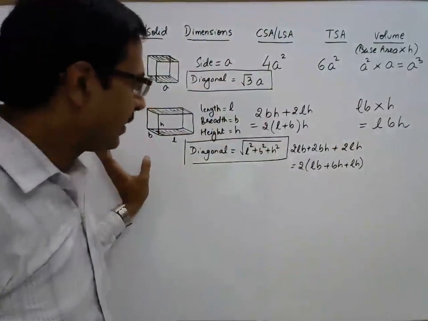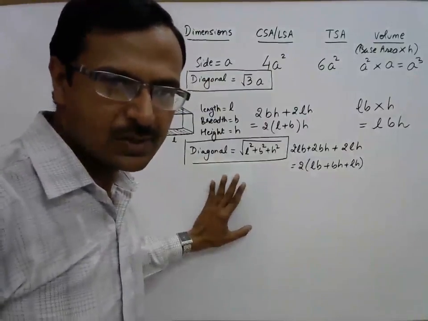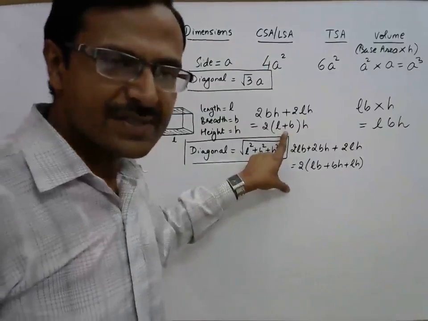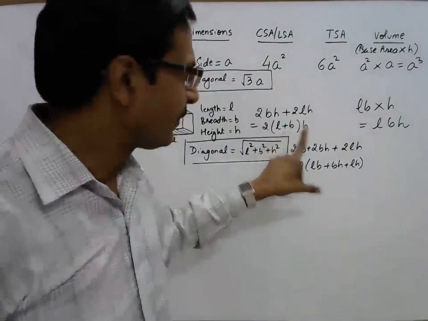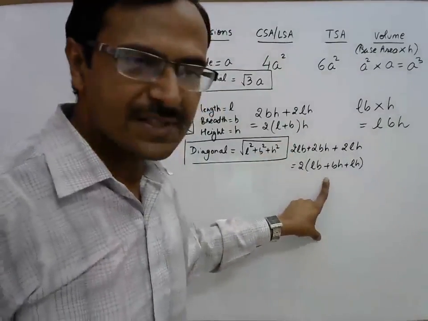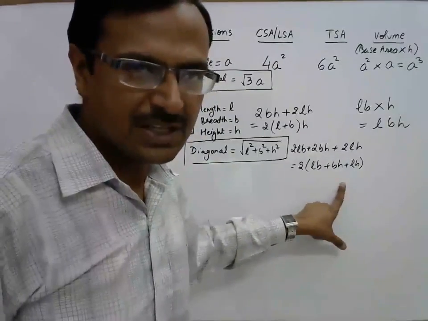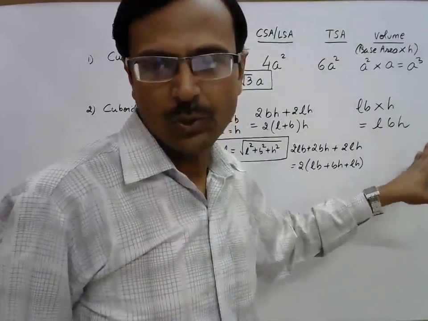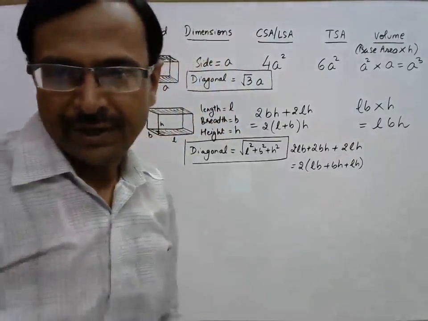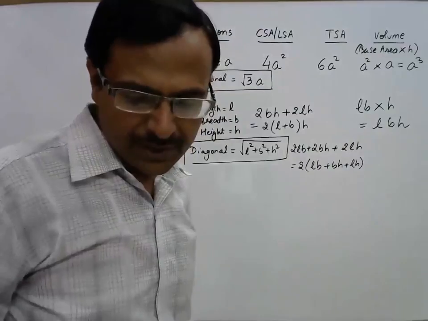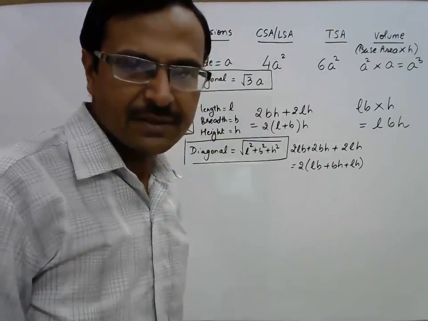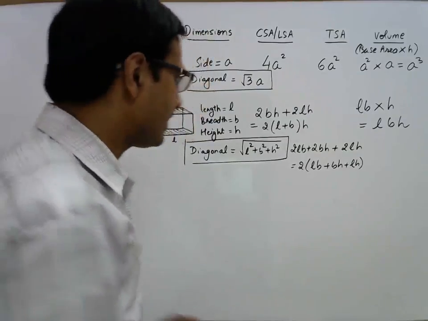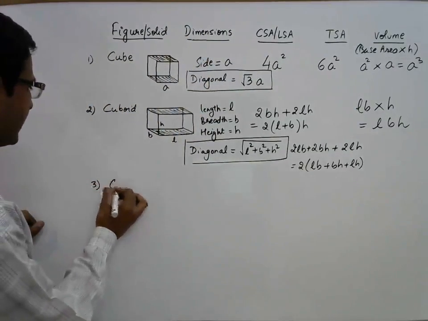Likewise, if you have a cuboid, then the diagonal is under root L square plus B square plus H square. The curved surface area is twice L plus B into H. The total surface area is 2 into LB plus BH plus LH, and the volume is L into B into H. Fine. Now, after having understood these two basic shapes, we can get on with the third shape, that is the shape of a cylinder.